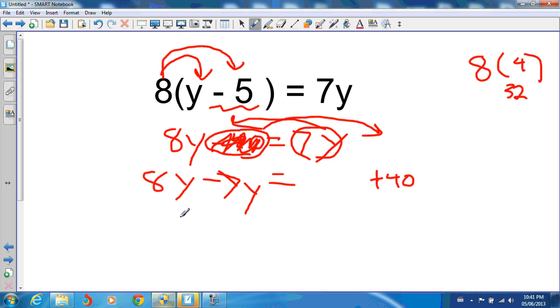Now let's see what we've got left. 8y's, take away 7 of them, we're just left with 1y equals 40. And there's our answer. So remember a couple of things. Whenever you see brackets, you're going to have to simplify it by multiplying it through. And whenever you have two variables, after simplifying it, you're going to end up moving all of the same variables to the same side and taking away whatever you have or adding whatever you have, depending on what the sign is. So I hope this helps you out a little bit.